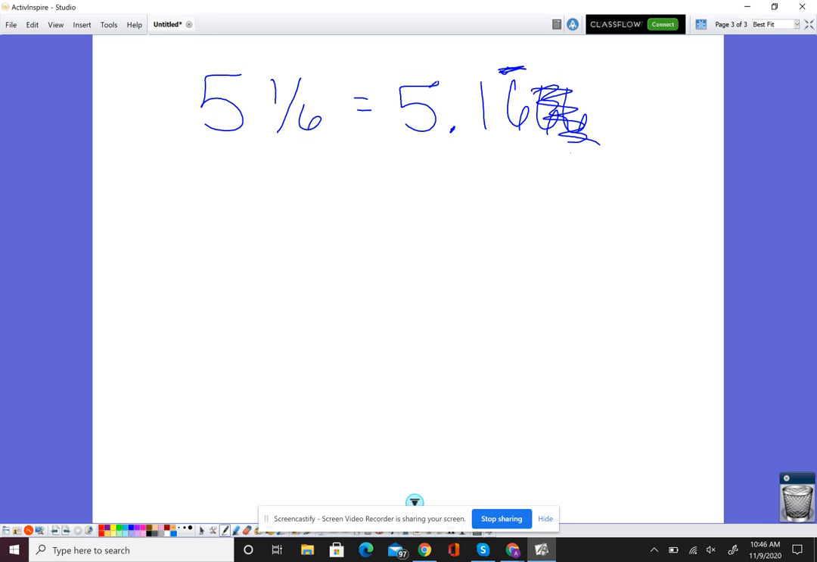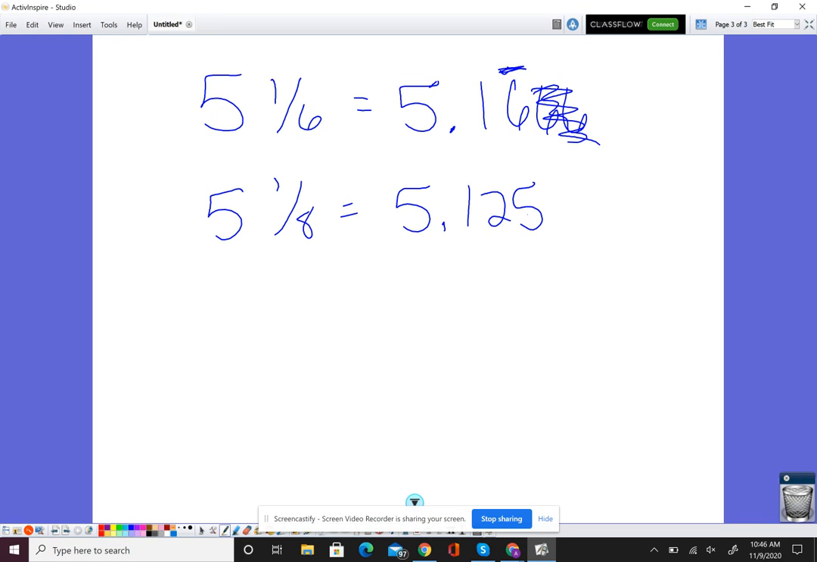5 and 1/8 is equal to 5.125. Because 1 divided by 8 is 0.125.